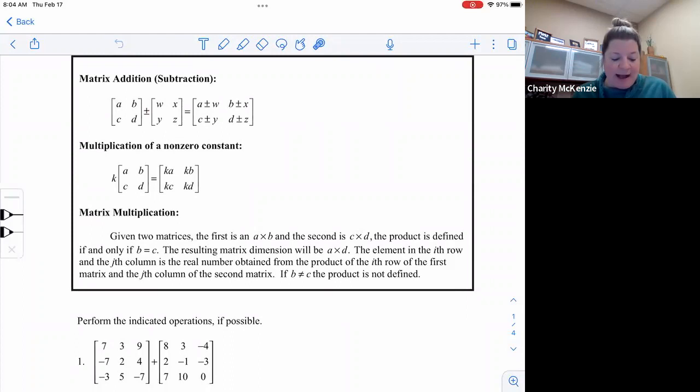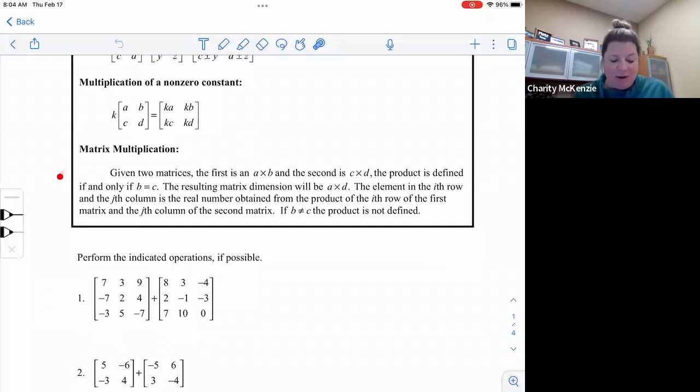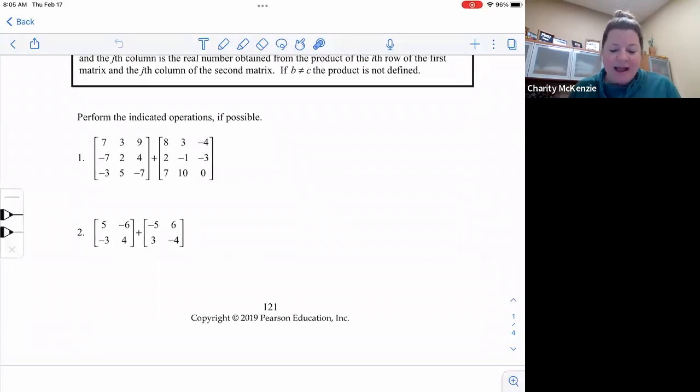We could also do multiplication by a non-zero constant. So basically we can scale a matrix up or down by multiplying every single number in a matrix by a value. You can't do zero because 0 times anything is 0, and you'll turn them all into 0. So that's illegal, but you can multiply by a number all the way through. Matrix multiplication, we will have to show the steps because this definition is a little tricky, so I'm just going to show it when we get to those. So let's look at the add and subtract and do a couple of these.